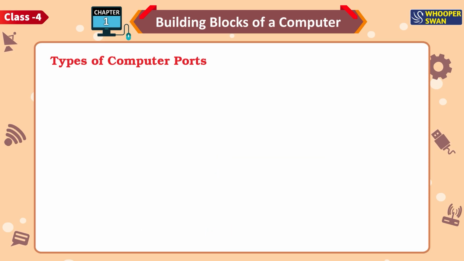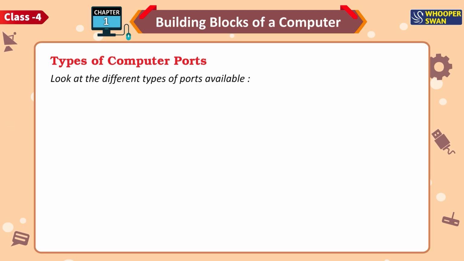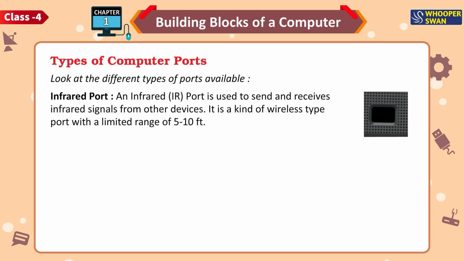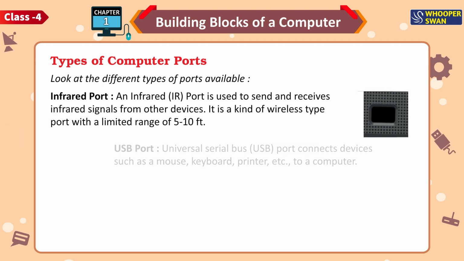Types of computer ports. Look at the different types of ports available. Infrared port. An infrared IR port is used to send and receive infrared signals from other devices. It is a kind of wireless type port with a limited range of 5 to 10 feet.